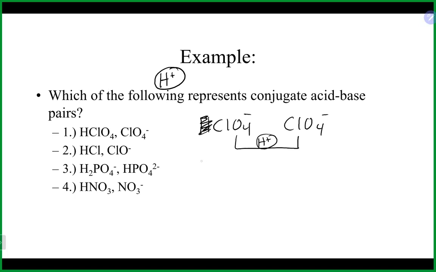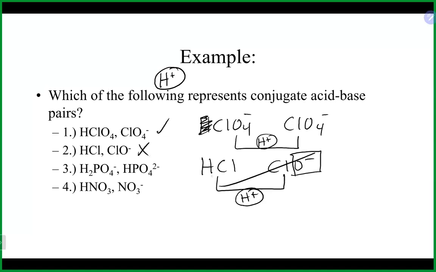If we look at this one here, HCl and ClO minus, the difference is one H plus, but the problem is there's also a difference of an oxygen, which one does not have. So that is more than just one H plus difference, which means this cannot be a pair, because it can only be an H plus difference between them.